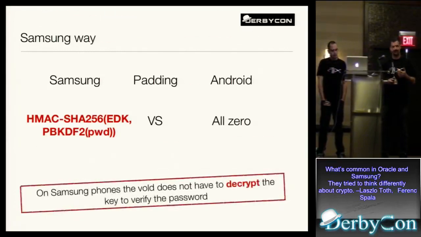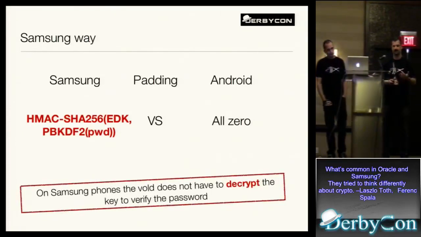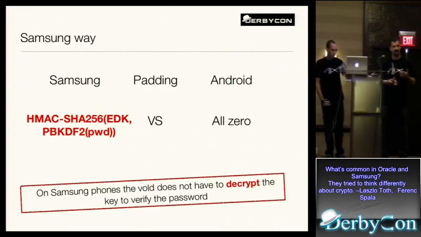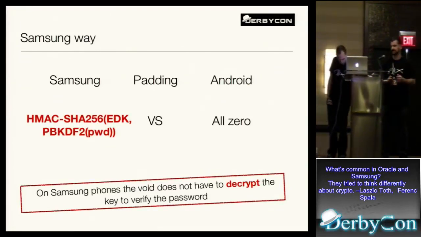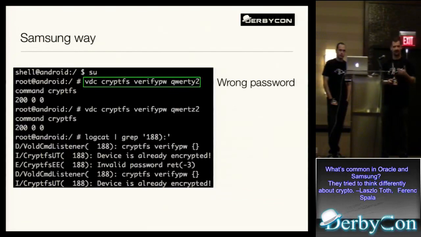There is a password verification function in the Vold process. On Android, the Vold process is responsible for handling disks, like mounting operations and disk encryption. When it starts, it opens a socket, and you can send commands through this socket. The vdc command can be used to send commands to the Vold process. This is how you can send the command.